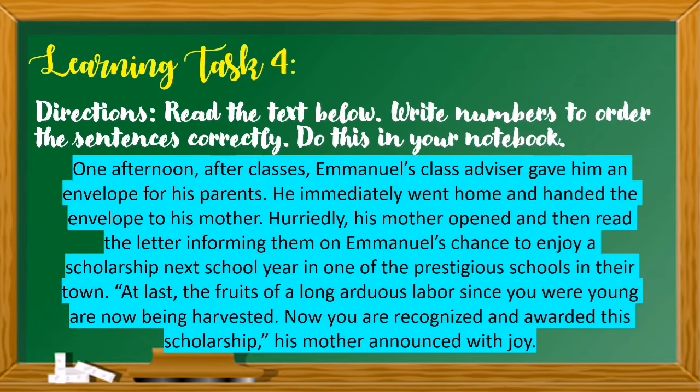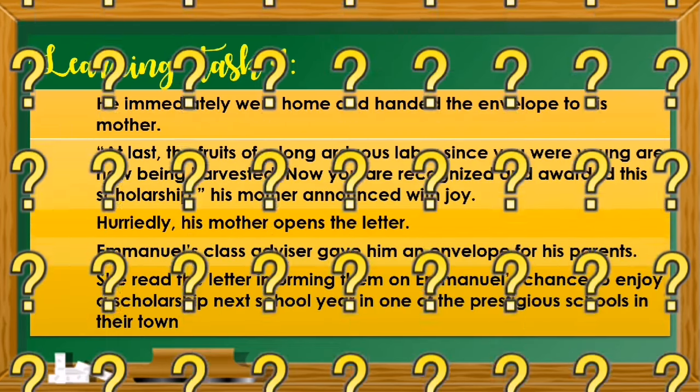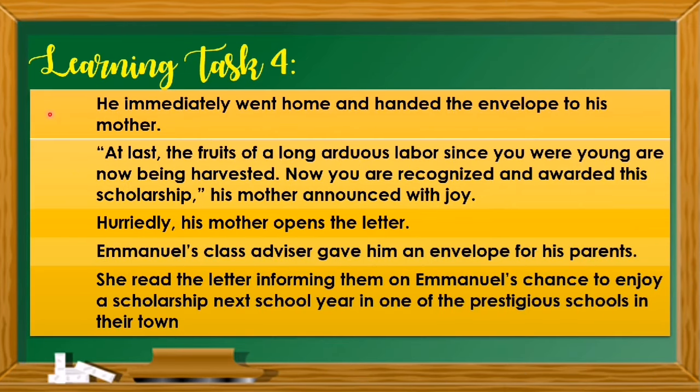So here we are with our learning task number 4. Again, read the directions, or read the text below. Write numbers to order the sentences correctly. Do this in your notebook. So we are going to read this paragraph so that you can get the correct order of the sentences later on. Okay, here's the task. You're going to write the numbers here, 1, 2, 3, 4, or 5, for what comes first in the story or in the paragraph. You write 1, 2, 3, 4, 5. 5 is the last that happened in the paragraph.